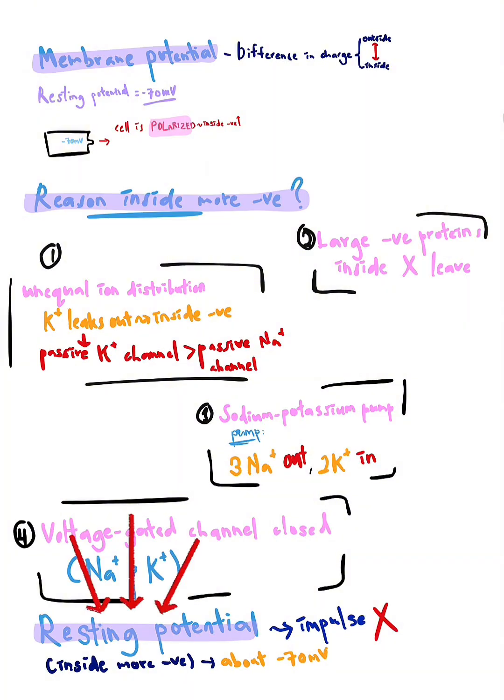Now, resting potential. It does not conduct an impulse, and the inside of the cell is more negative, and the potential difference across the membrane is about negative 70 millivolts.